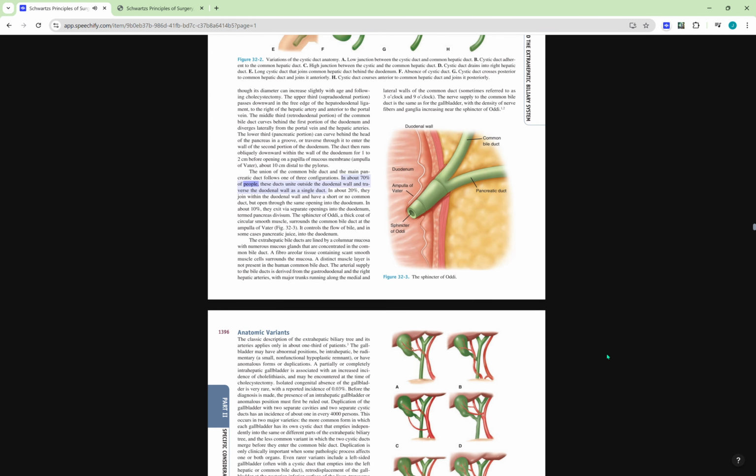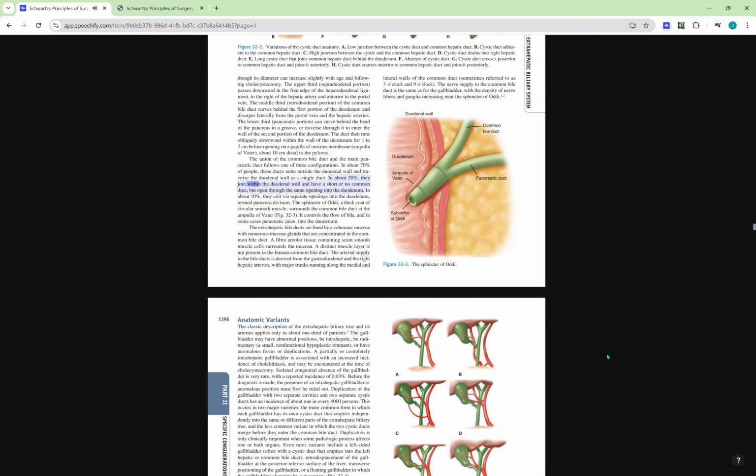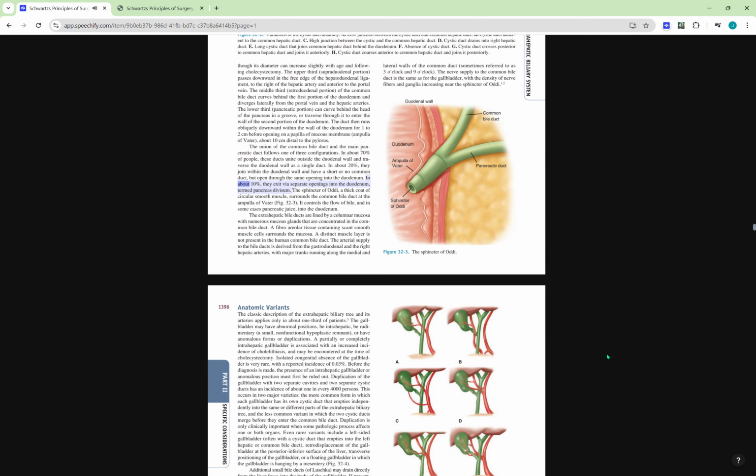In about 60% of people, these ducts unite outside the duodenal wall and traverse the duodenal wall as a single duct. In about 20%, they join within the duodenal wall and have a short or no common duct, but open through the same opening into the duodenum. In about 10%, they exit separate openings into the duodenum, termed pancreas divisum.